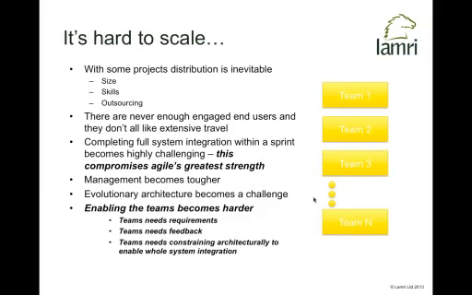Of course, the challenge is as we grow up to a certain extent, then distribution sometimes becomes inevitable. We can get into this trap, and we've seen this with customers we've worked with, where I don't have enough engaged end users, and they don't all like the traveling all the time to make sure they're co-located with teams. It just starts getting really hard. We've talked a bit about this already. Completing full systems integration within the sprint then becomes difficult. And the trouble is, as soon as you compromise that, that's one of Agile's greatest strengths, you've kind of bung it out the window. So that's no good.